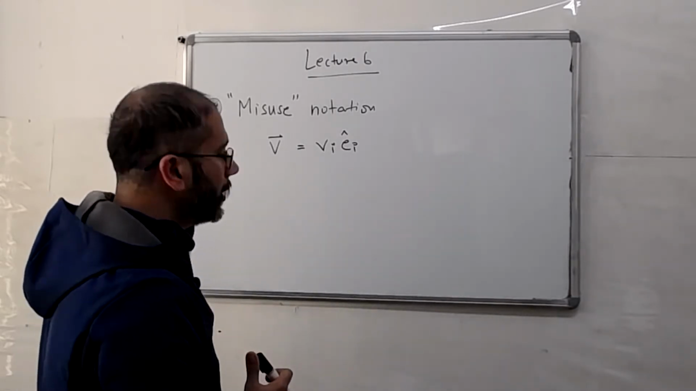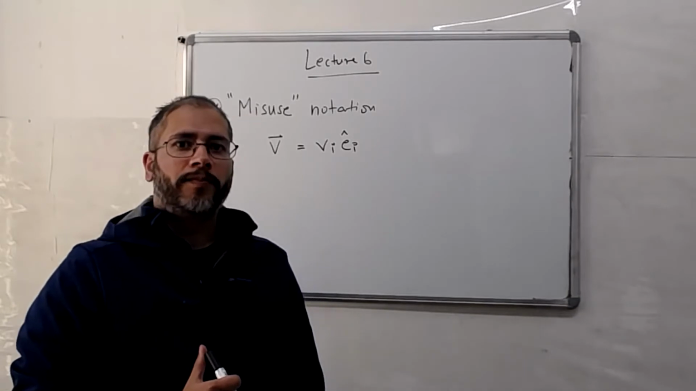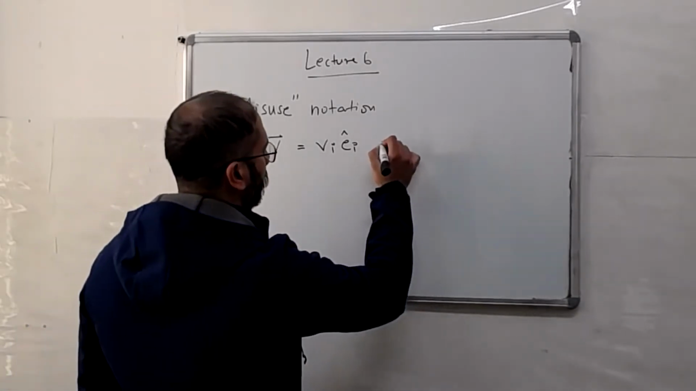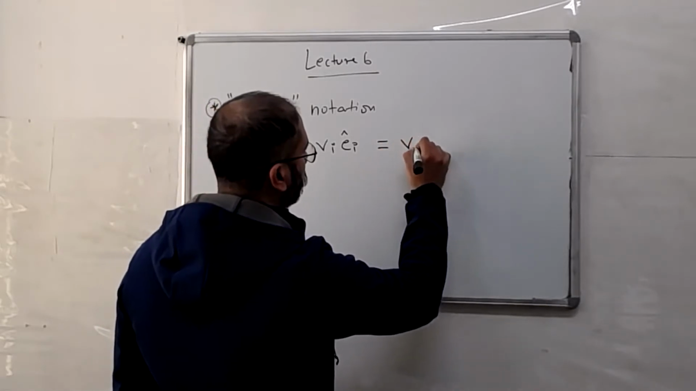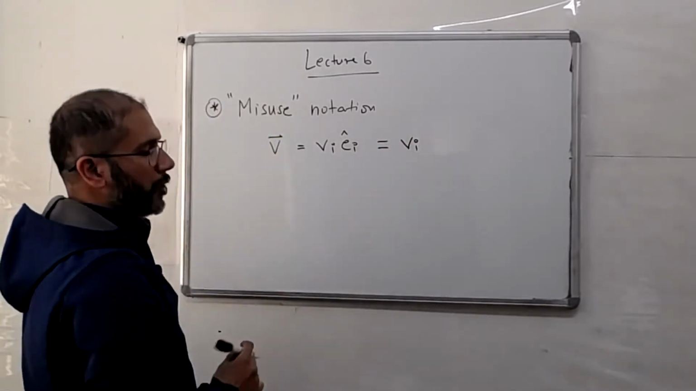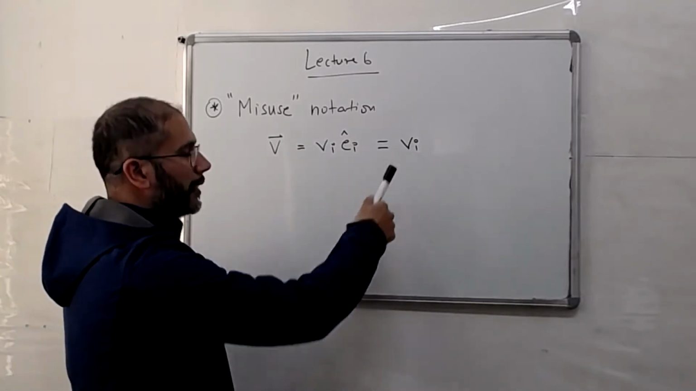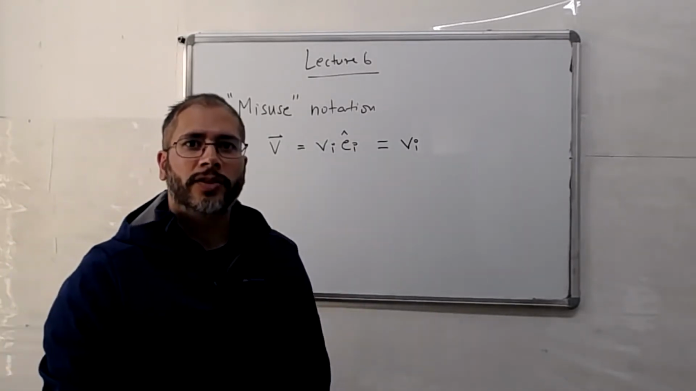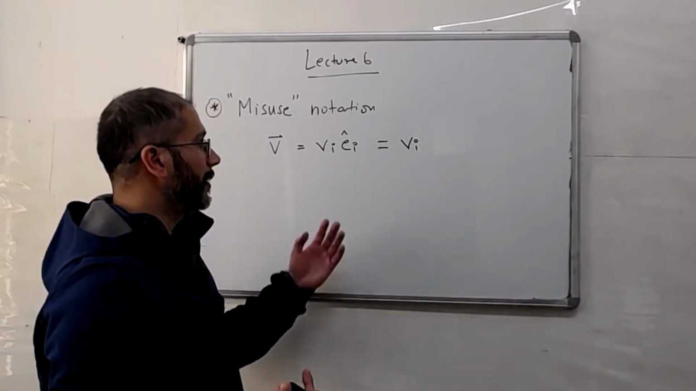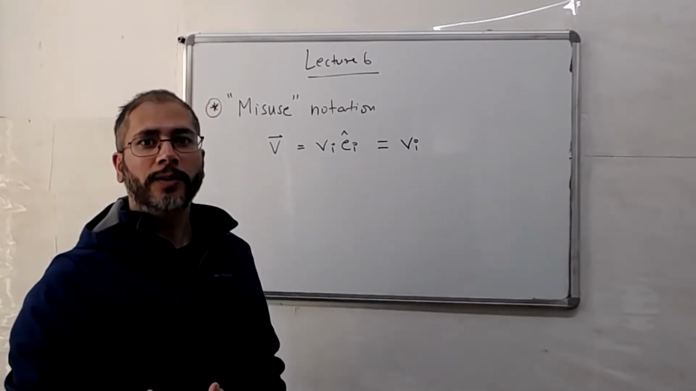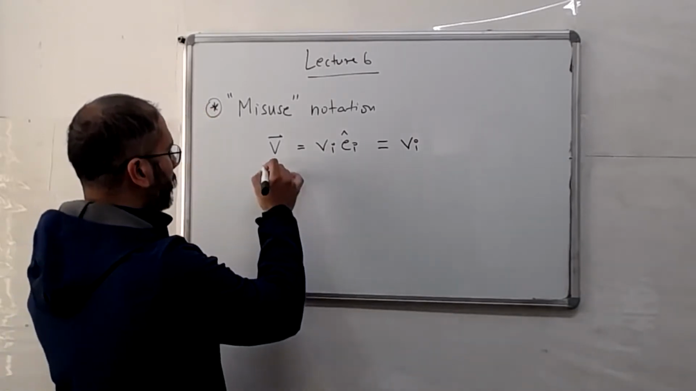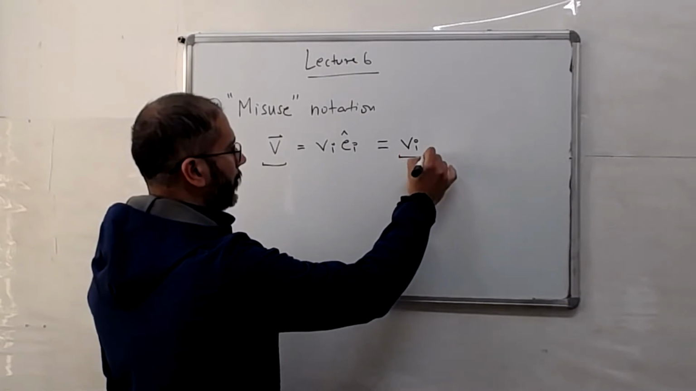But there's a tendency in the use of this notation to write this as simply Vi. That's the reason I call it a misuse notation, because when I write Vi, what it means is just a component. Put i equal to 1, you get the first component of the vector, V1. Put i equal to 2, you get the second component, and so on. But we tend to write the whole vector as simply Vi.